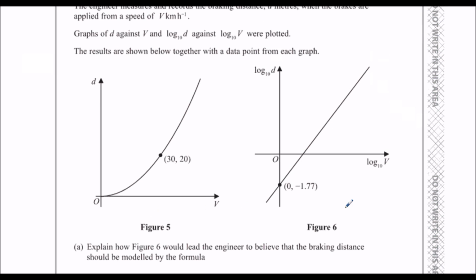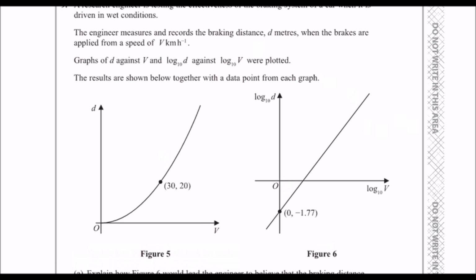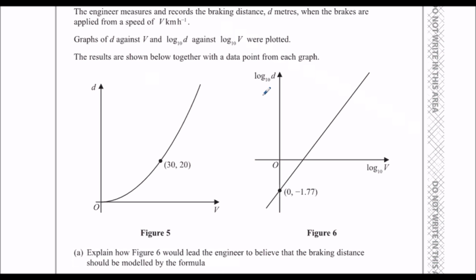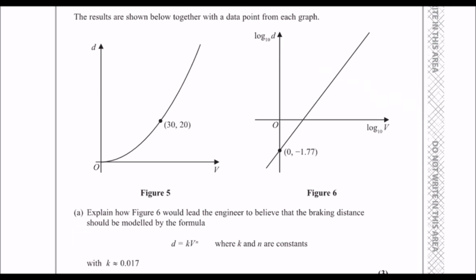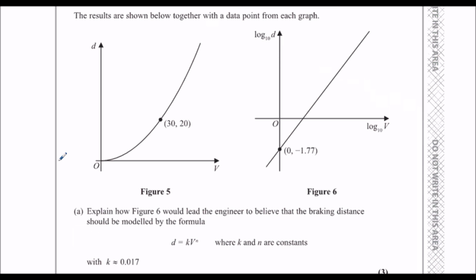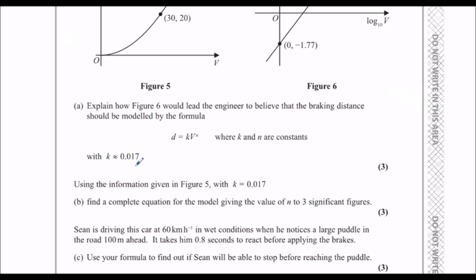So we've got figure 5 and figure 6 here. We've got the graph of d, the distance, against v, the speed, and log 10 d against log 10 v. And part A, explain how figure 6 would lead the engineer to believe that the braking distance should be modeled by the formula d equals k v to the power of n, where k and n are constants, with k approximately equal to 0.017.